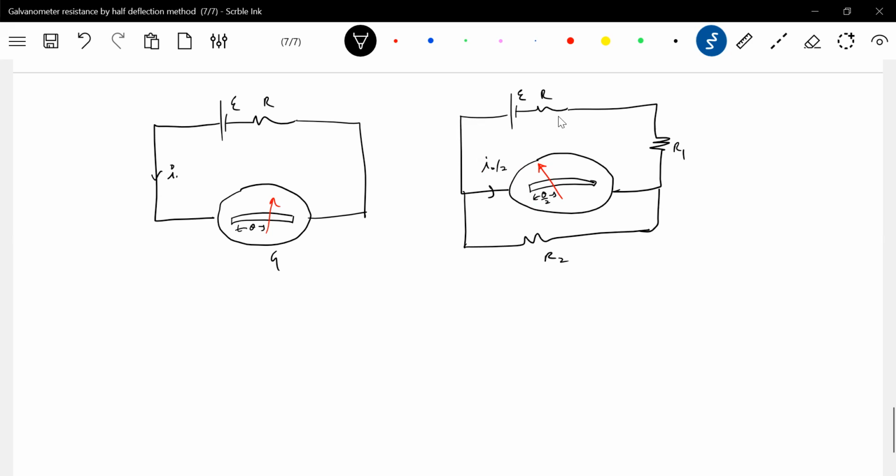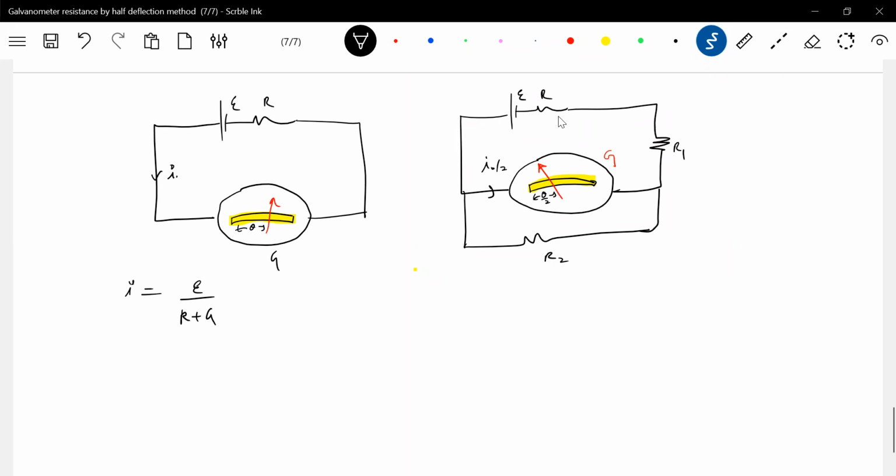This is not an advisable method, but you may end up with numericals of this kind. If you know R1, then you can find R2. Suppose R1 is there, or suppose R2 is there. Can you find R1? So we have to write the equation. What is I equal to? E by R plus G.